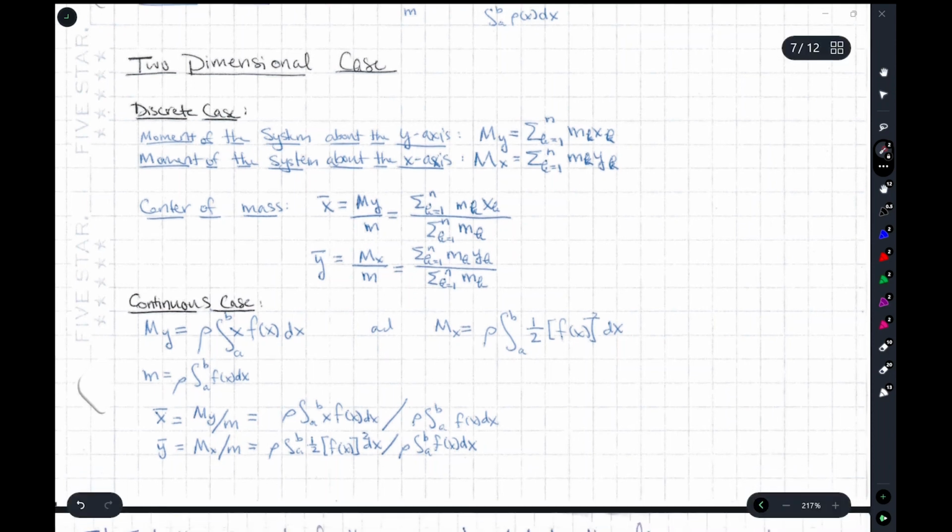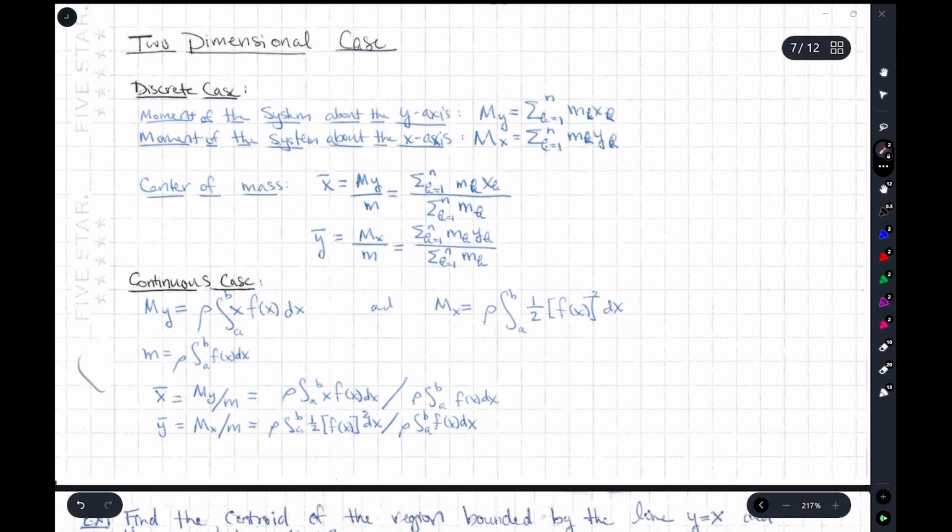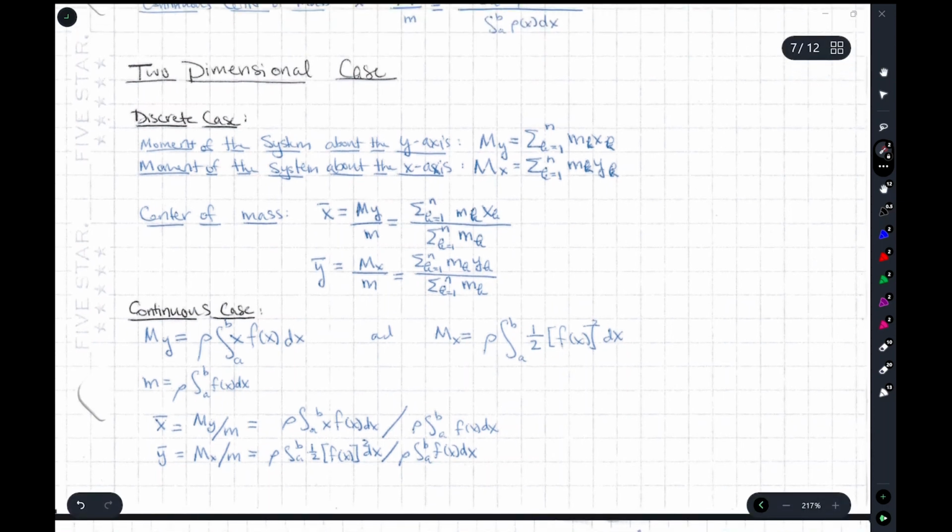Okay? So that's how you define the moments for the two-dimensional case. And the center of mass is going to be the moment for x, the moment about y, divided by the total mass. And you could see that the x coordinate of the center of mass does have the sum along the x values. The y coordinate of the center of mass has a sum along the y values. So you take the moment about x, which might confuse us, and it's actually you multiply the masses by y.